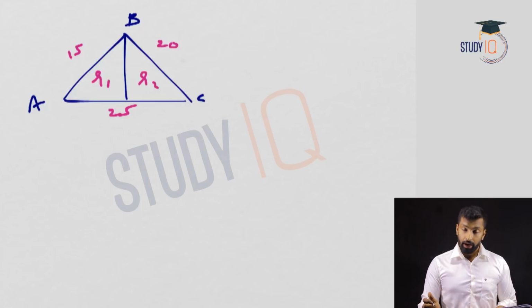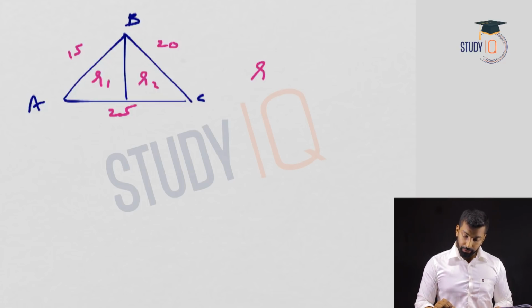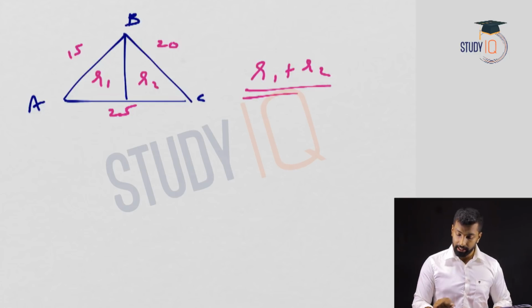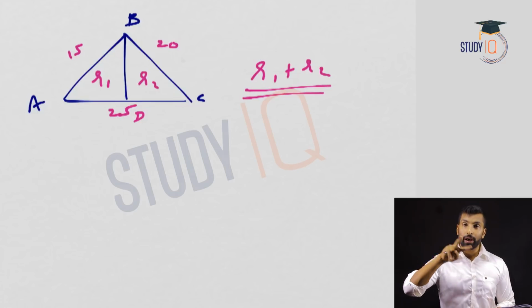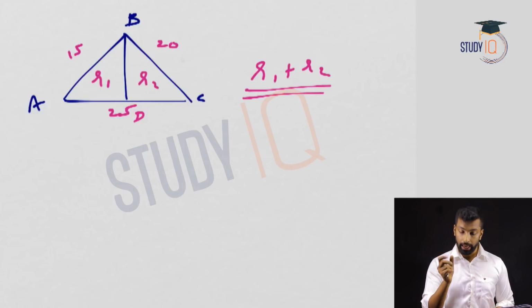R1, R2. Now what you need to do in this question is find R1 plus R2. I hope you understood the question. A triangle, which is a right angle triangle ABC, with an altitude. Let me mark BD as the altitude. So you got 2 triangles. Now these 2 are also right angle triangles. I'll show you how, okay?